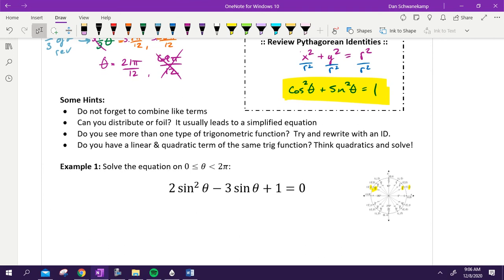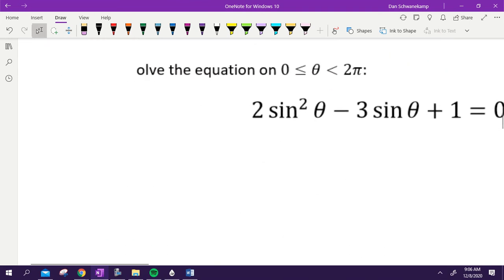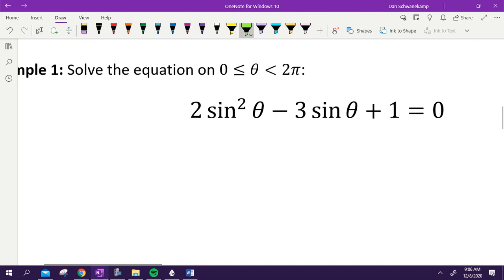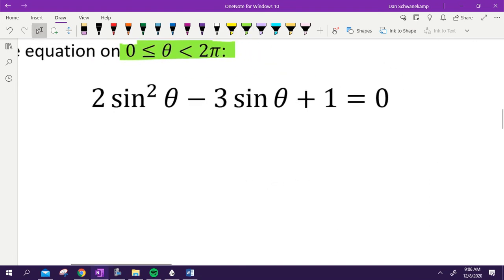All right, here we go. We are solving this equation. We are still on the interval from 0 to 2 pi. This looks strange. Don't let it be stranger than it is. 2 sine squared theta minus 3 sine theta plus 1 equals 0. The first thing we want to check for is that everything is in terms of the same trig function. We're all in terms of sine, so we're good. We don't have to do any transformations.